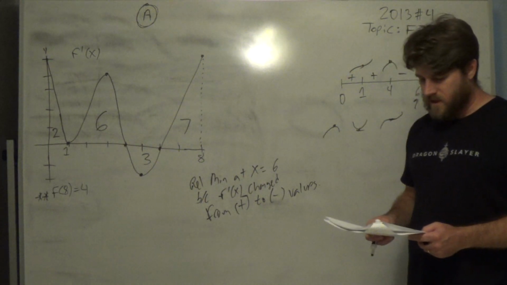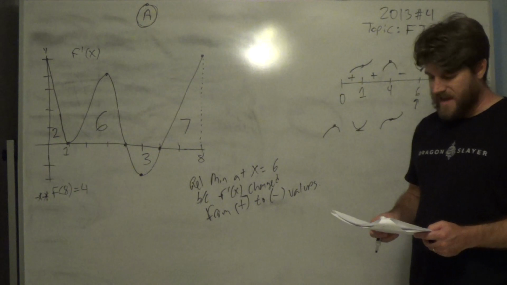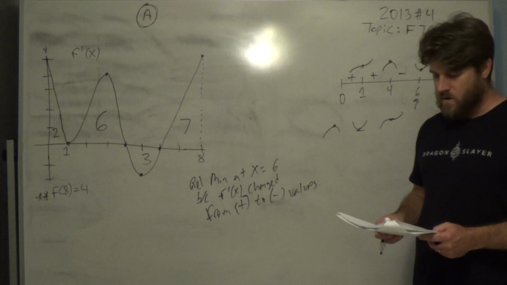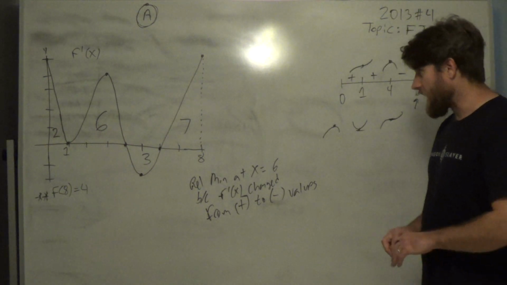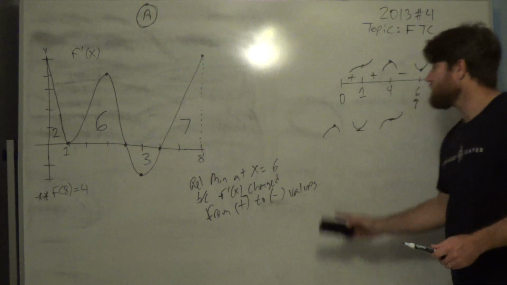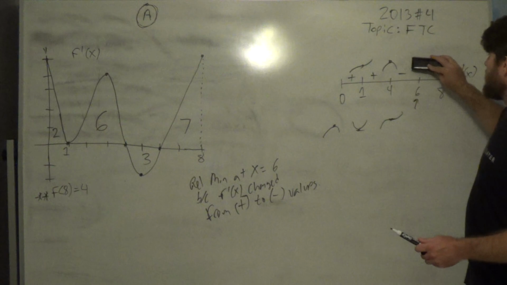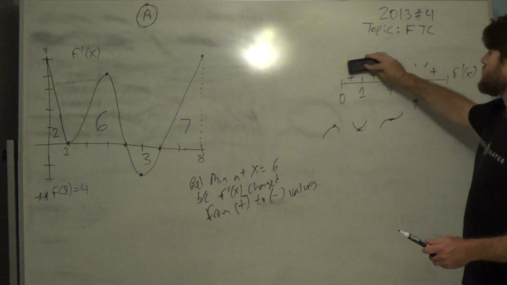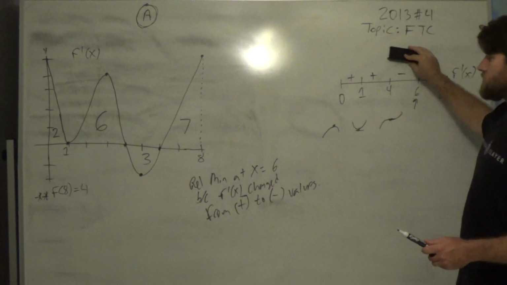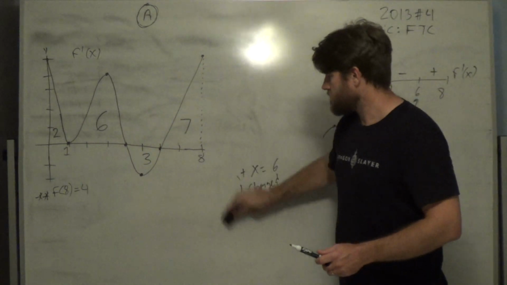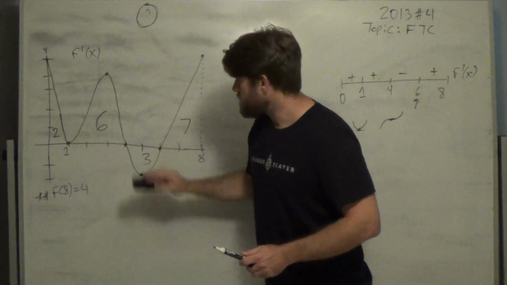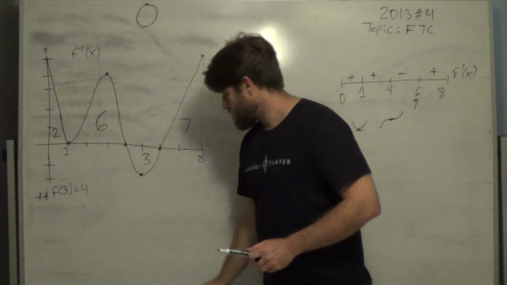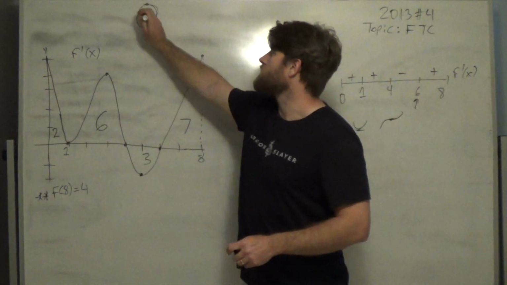The second question, they want you to find the absolute minimum value of f on the closed interval. Okay, now I'm going to use this sign chart to help me figure out who can win the absolute min and max awards. So this is part B.